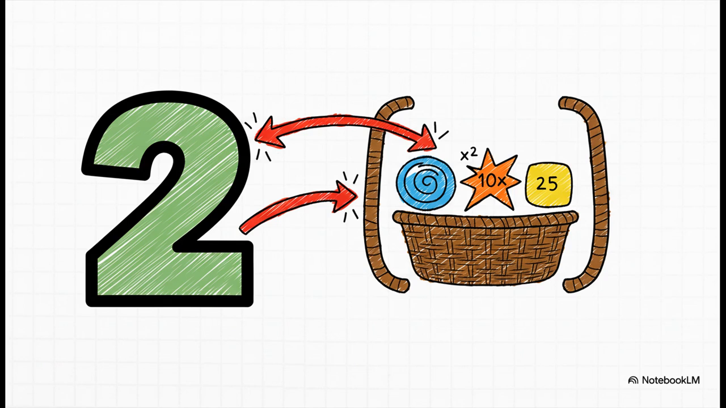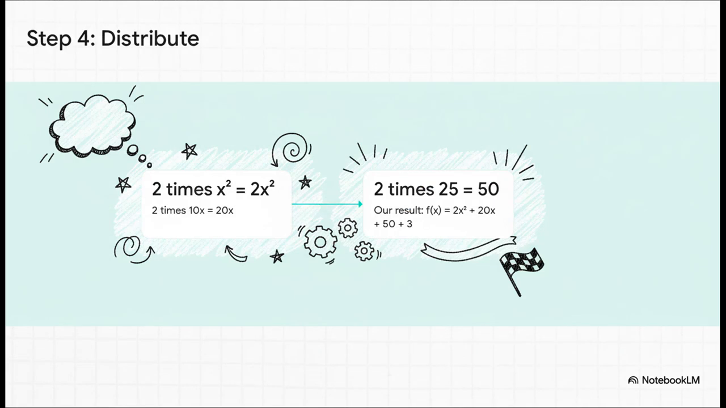Okay, here it is, our new step. It's finally time to deal with that 2 that's been hanging out in the front. This step is called distribution, and it just means we need to multiply the 2 by every single thing inside the parentheses. So we're going to do 2 times x squared, then 2 times 10x, and finally 2 times 25. So what does that look like after we distribute? Well, 2 times x squared is 2x squared. 2 times 10x is 20x, and 2 times 25 is 50. The parentheses are officially gone now, and we are on the home stretch.